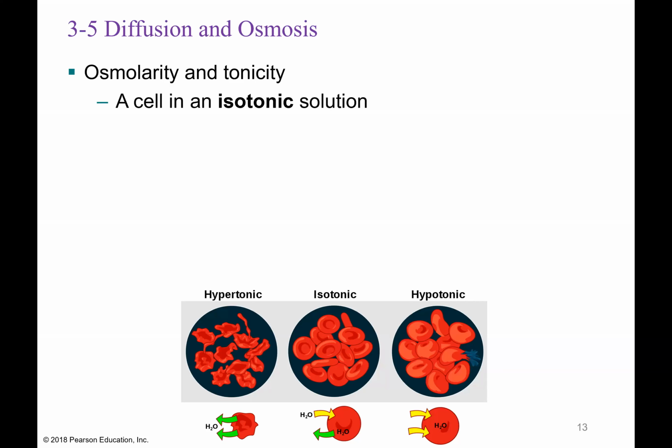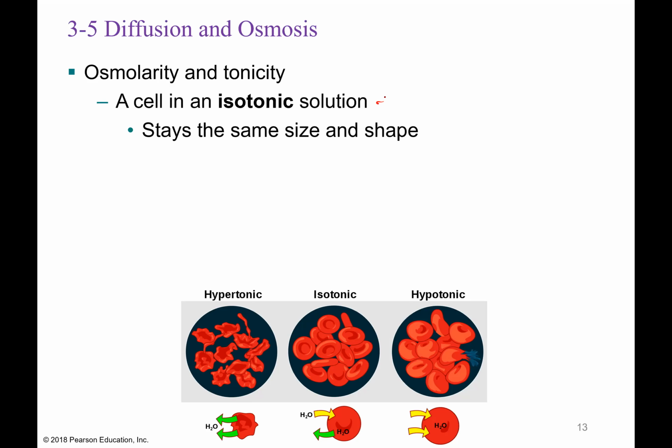So keeping that in mind, we're going to talk about three scenarios. You have three different osmolarities of solutions. So if you put a cell in an isotonic solution, which means the concentration of solutes in the cell is the same on the inside of the cell as it is on the outside of the cell, then the net movement of water across that plasma membrane is going to be equal. And so you're not going to see any change in the size or shape of that cell.